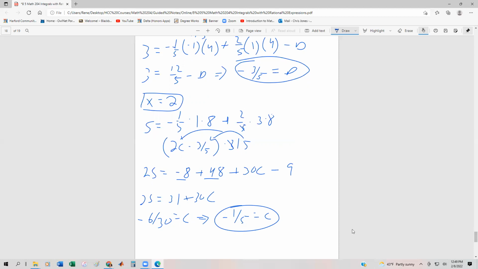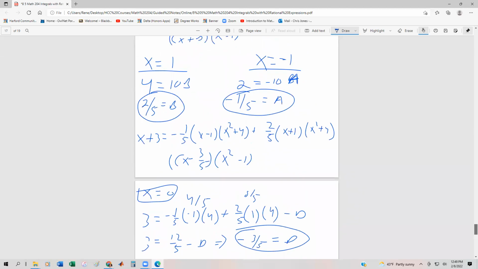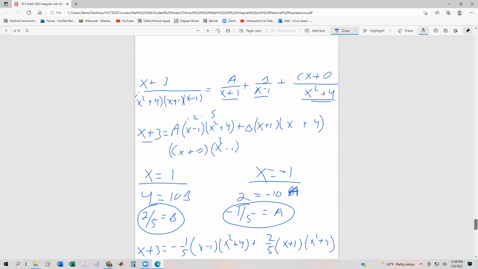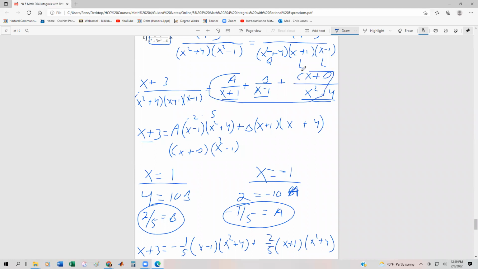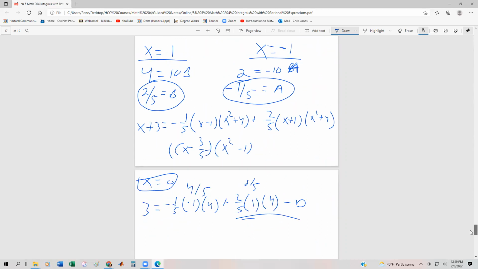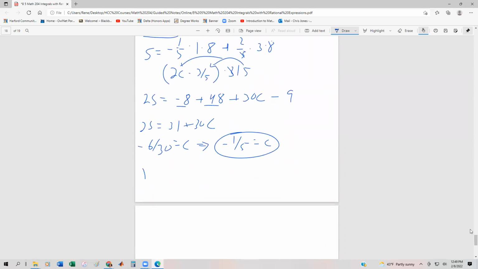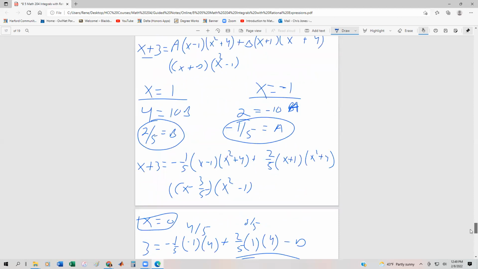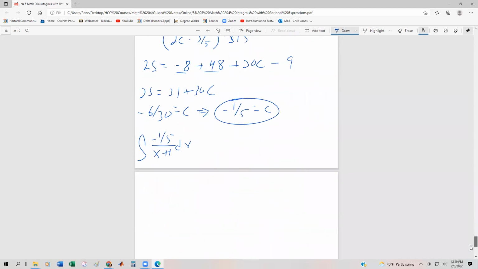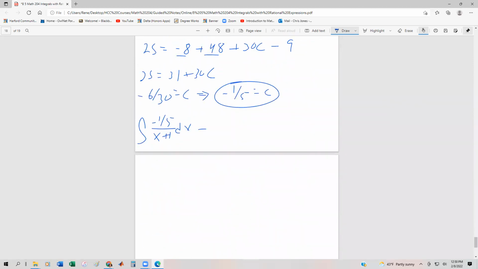All right, so the good news is now we can substitute everything back in to our original integrand right here, or actually into our partial fractions. So we said a was negative 1/5. So now we're going to get the integral of negative 1/5 over x plus 1 dx. And we had b, which was 2/5, and that was over x minus 1. So those aren't too bad.